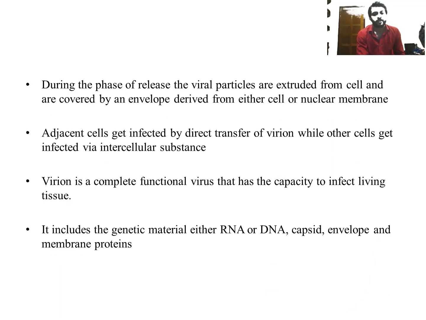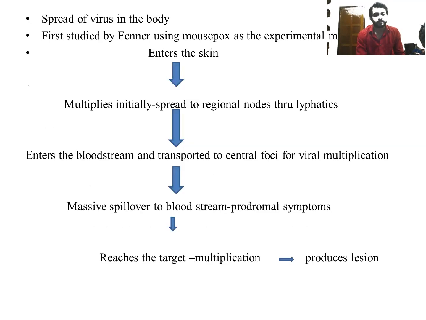During the phase of release, the viral particles are extruded from the cell and are covered by an envelope derived from either the cell or a nuclear membrane. Adjacent cells get infected by direct transfer of virions, while other cells get infected via intracellular substances. A virion is a complete functional virus that has the capacity to infect living tissue. It includes the genetic material, either RNA or DNA, capsid, envelope, and membrane proteins.